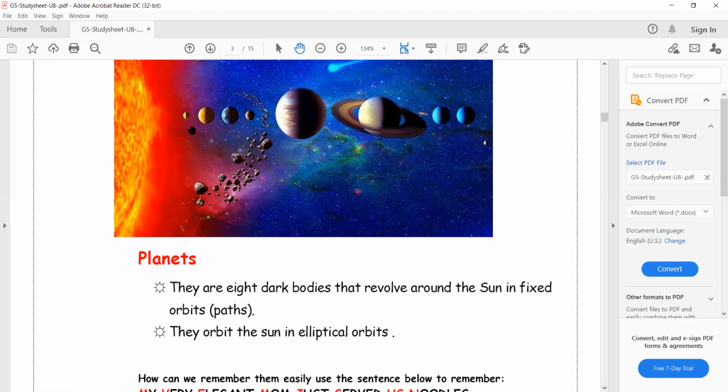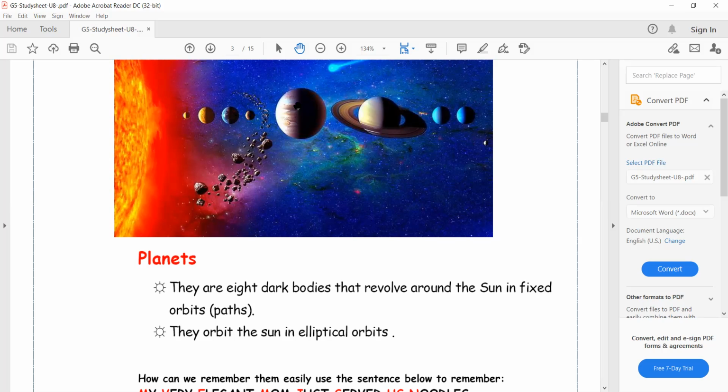These planets are divided into two groups. The first four planets, we call them the inner planets. It means the planets closer to the sun. They are rocky planets and they are small in size compared with the outer planets. So we have two groups, the inner planets. They are rocky planets and they are smaller in size than the outer planets.